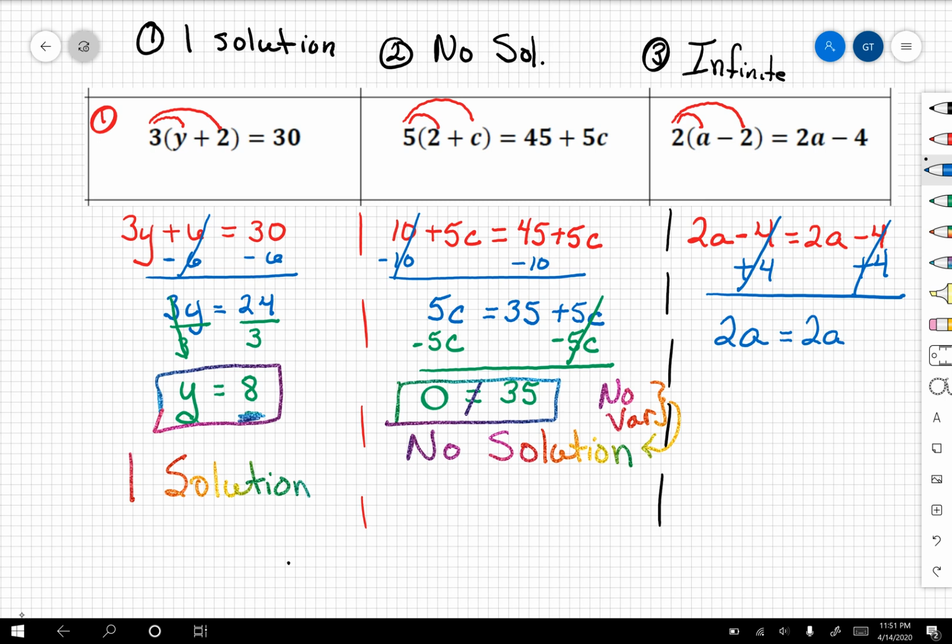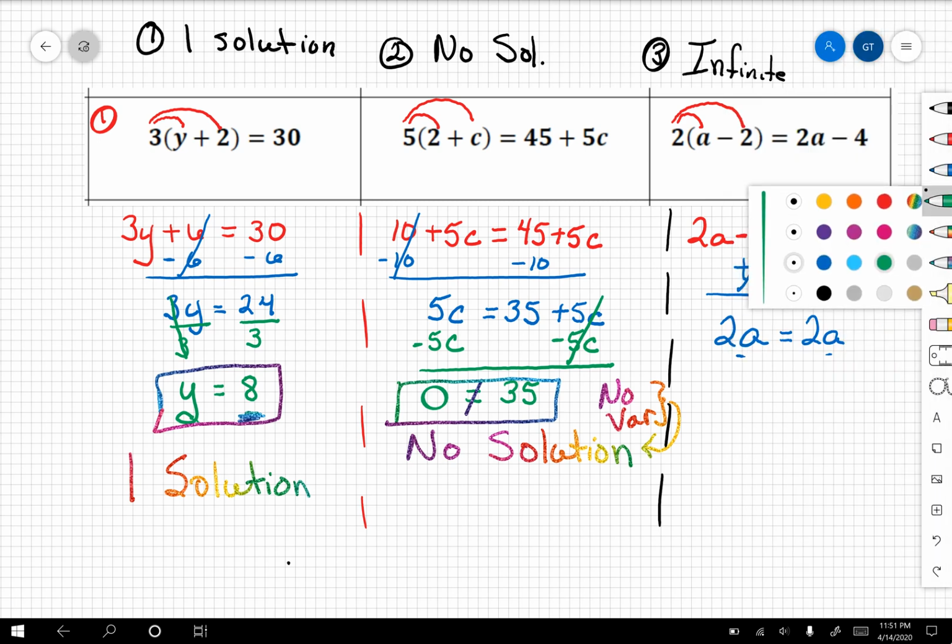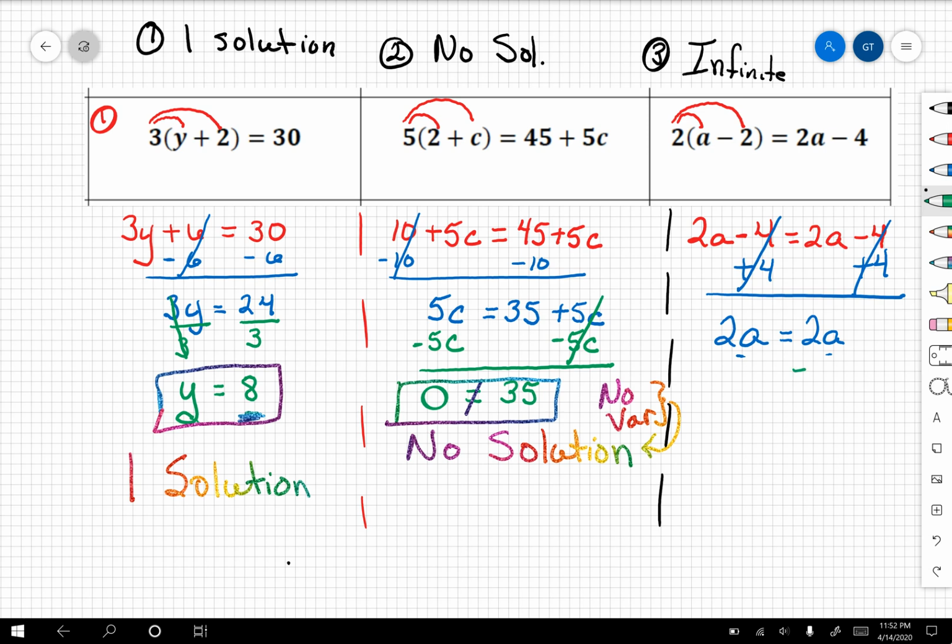Now I have an a on this side and an a on this side. So there's an a on both sides. So now I need to get them to the other side. So I'm going to subtract 2a from both sides. 2a minus 2a is 0. Well, we know for a fact that 0 does equal 0.